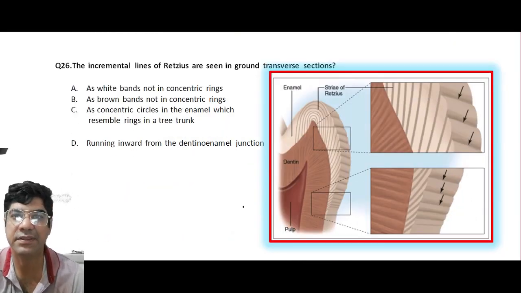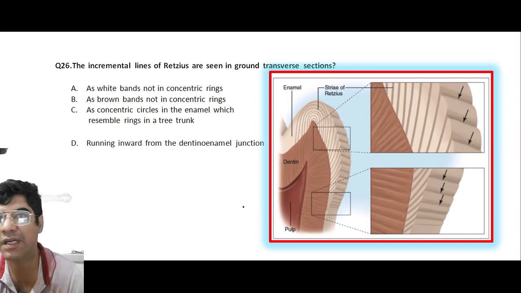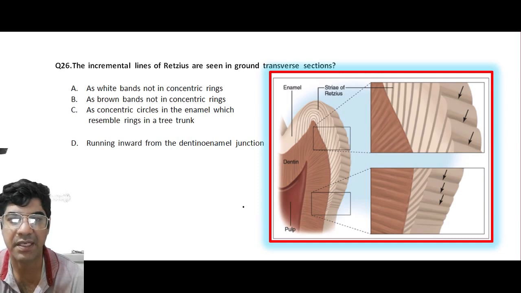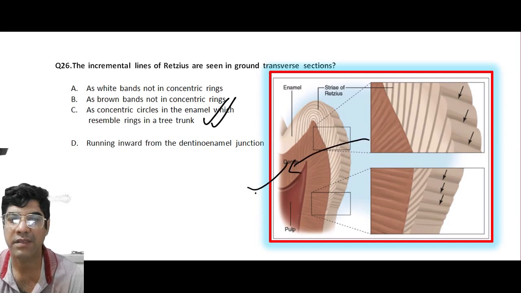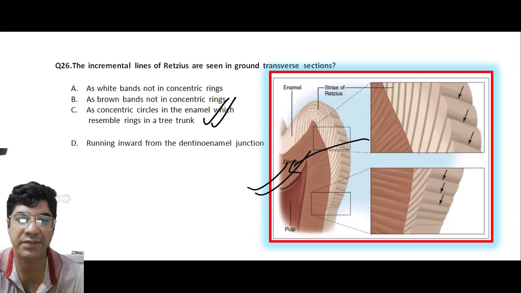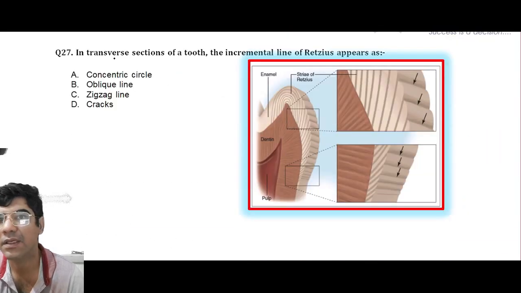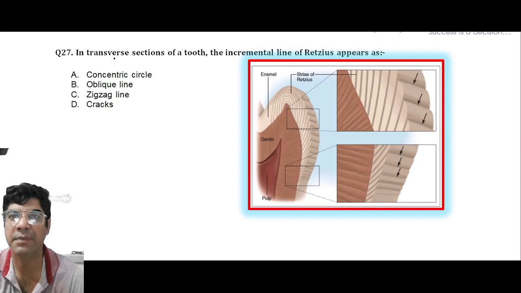The incremental lines of Retzius are seen in ground transverse section as concentric circles in the enamel, which resemble rings in a tree trunk. Already discussed. These lines represent the rings in a tree and are notable features in dental histology. They represent the darkish or brownish bands in the ground section, and their concentric circular pattern is the distinguishing characteristic. In the transverse section, the incremental lines appear as concentric circles.